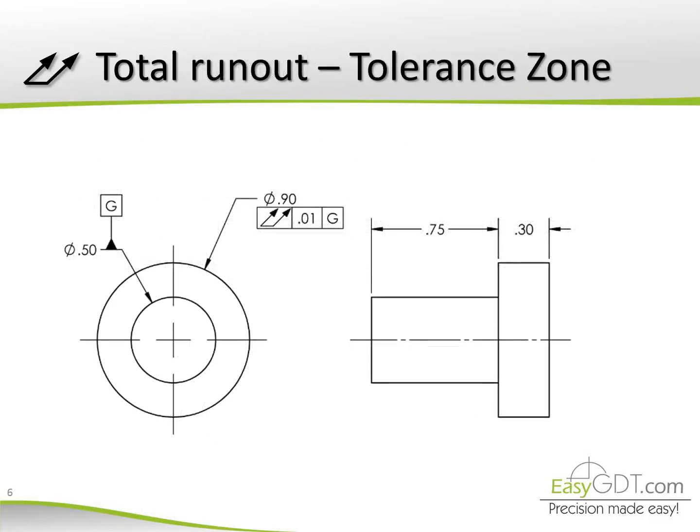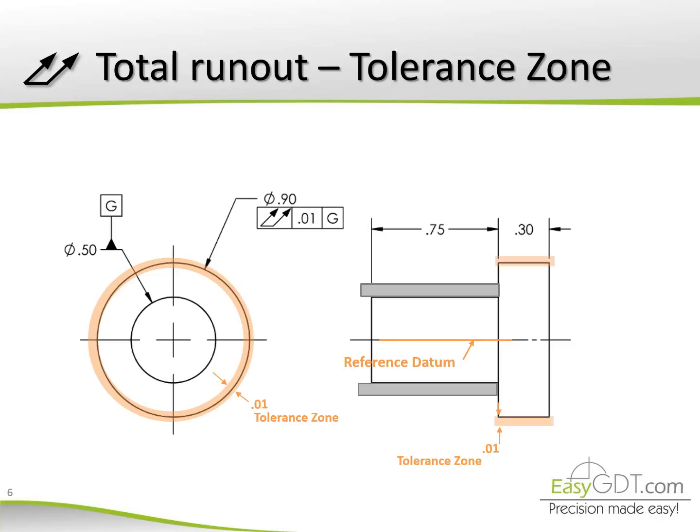Tolerance zone for total runout. In this case, we have total runout of 0.01 against datum G, which is the axis formed by this feature. The tolerance zone is two coaxial cylinders where the surface must lie. Unlike circular runout, this area is a three-dimensional tolerance.